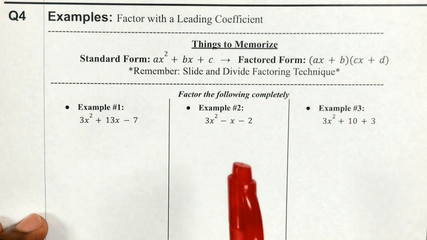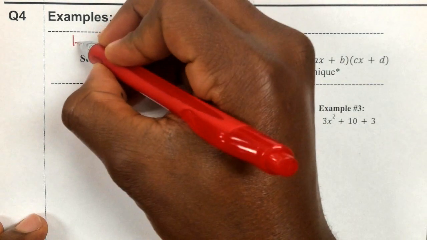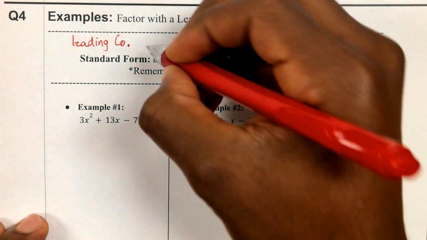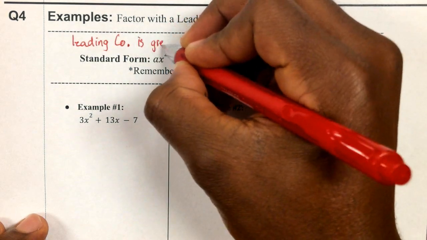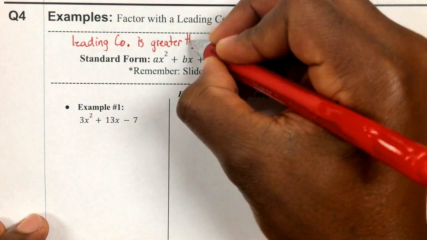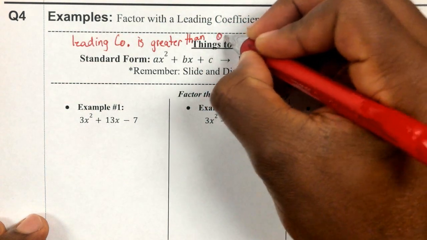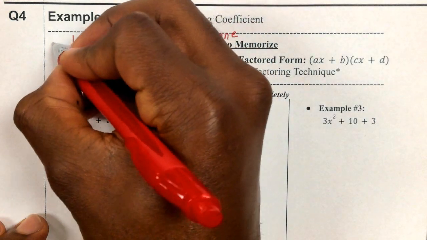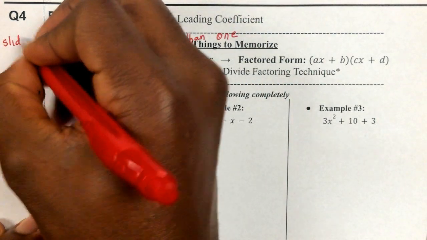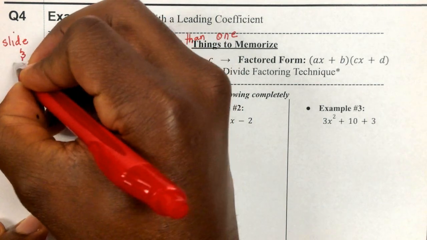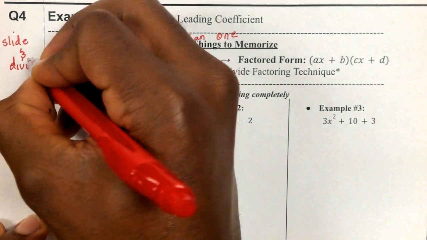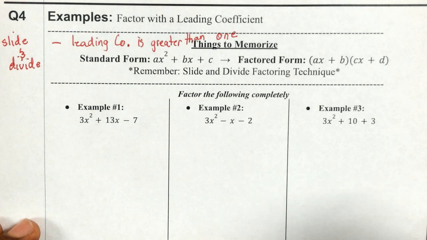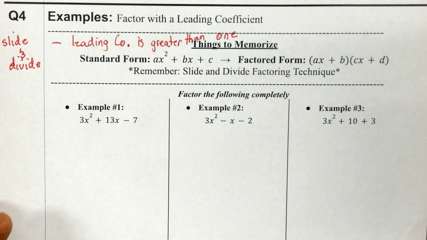I know I'm going to use slide and divide because the leading coefficient is greater than 1. That's when you use slide and divide: when the leading coefficient is greater than 1. The leading coefficient here is a 3, which is greater than 1. So let's do our slide and divide.